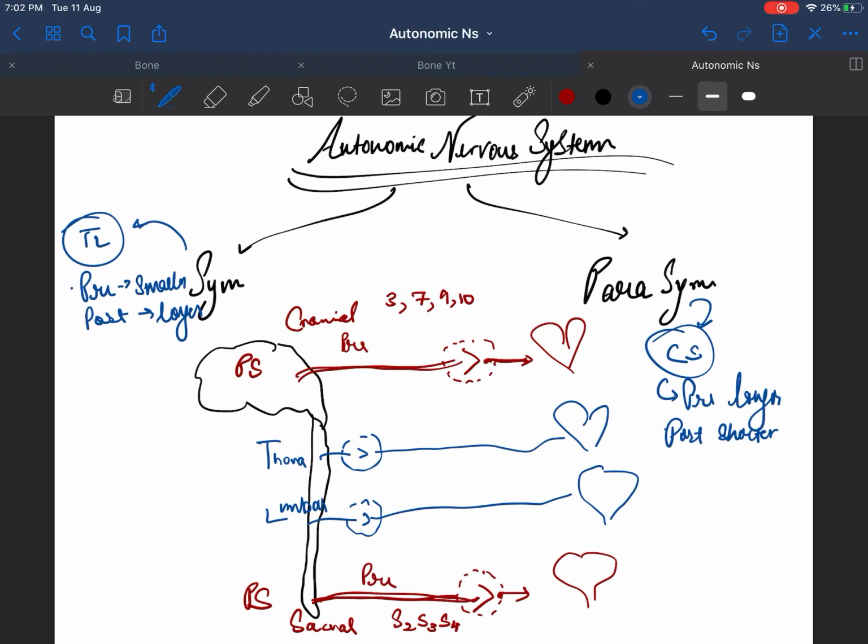So if you want to remember this, we can use one thing: when we have sympathy towards someone, we would like to keep them close to us. So the ganglions are closer to us in the sympathetic system, and it's the opposite in the parasympathetic system.